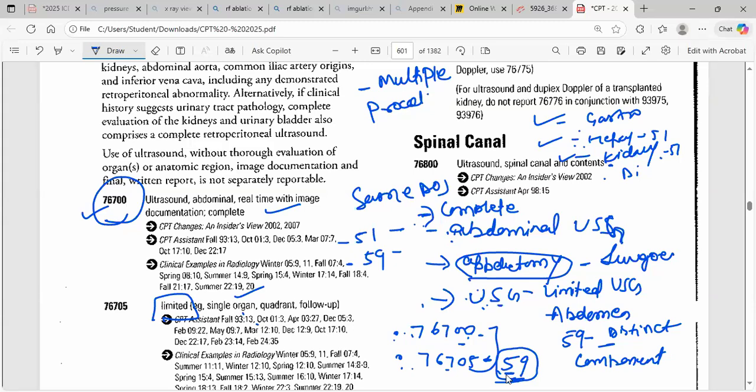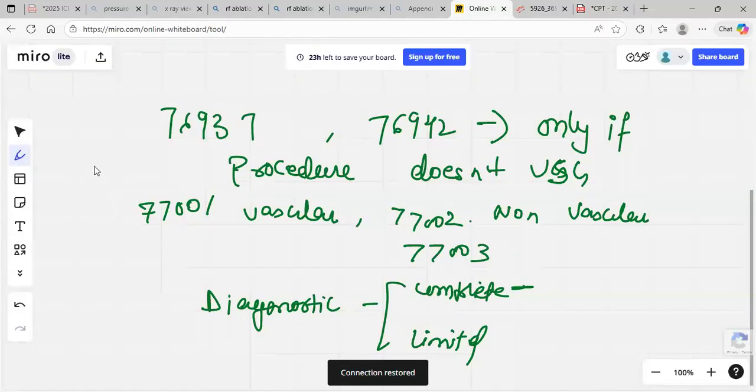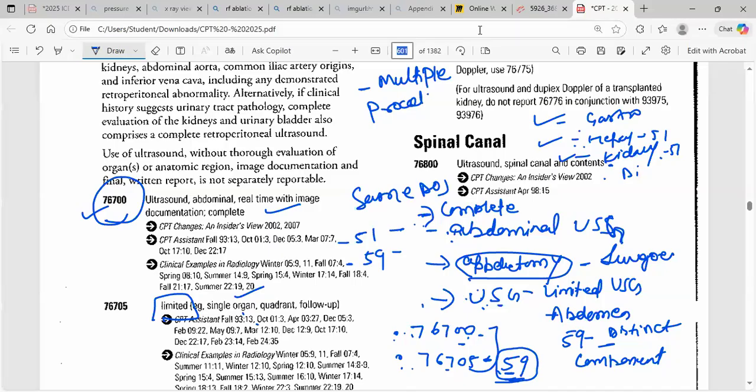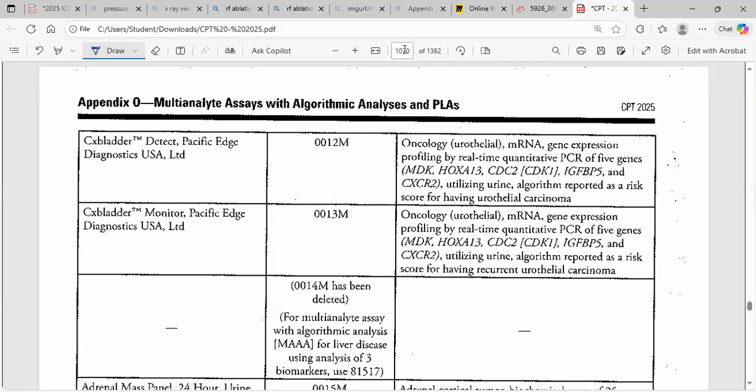But ma'am, it also says that they're not ordinarily encountered or performed on the same day by the same individual. What does it mean? Let me open Appendix A. Just give me a second. You are referring to Appendix A only, right? Yes, ma'am. Can you tell me the page number, please? 1023.